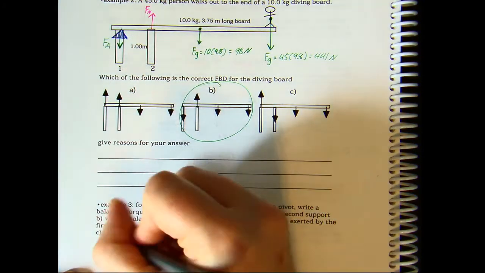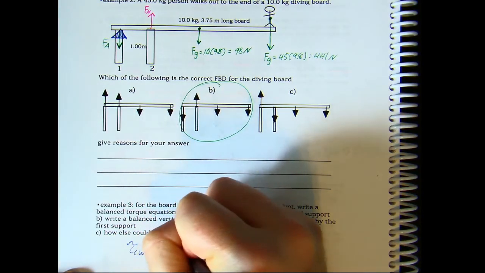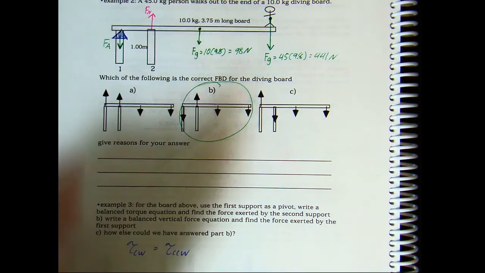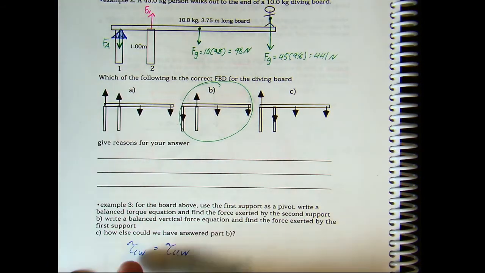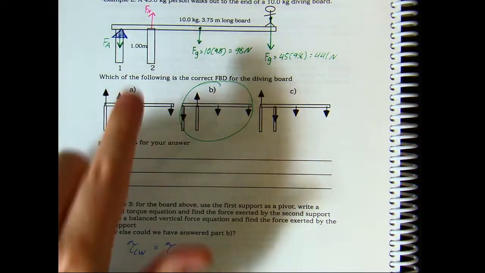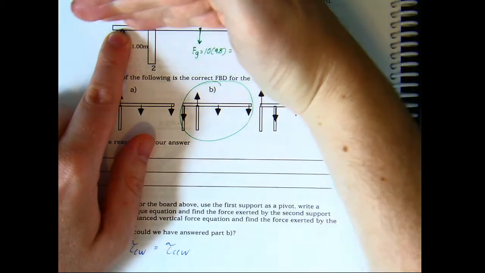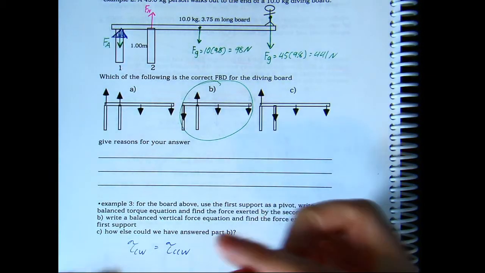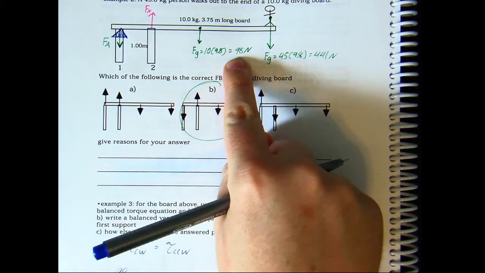So here we go. We've got the clockwise torques equal the counterclockwise torques. That's my pivot. Which forces are going to be clockwise, and which ones are counterclockwise? If this is where my pivot is, these two are going to drag this thing down, causing it to swing like that. So these two are going to be clockwise. So I'm going to have 98 Newton force.